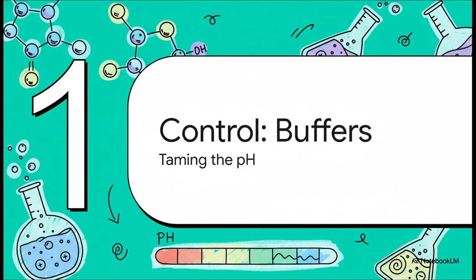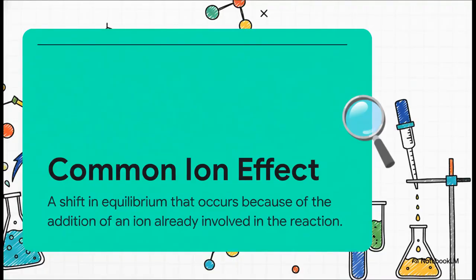Before you can do anything else, you've got to have control. And when it comes to chemistry and water, control is all about taming the pH of a solution. The secret to controlling pH starts with this really cool principle called the common ion effect. Think of a reaction at equilibrium, like a perfectly balanced seesaw. Now, what happens if you add a little extra weight, in this case an ion that's already on one side? Well, the seesaw is going to tip back the other way to find its balance again. That's the common ion effect.